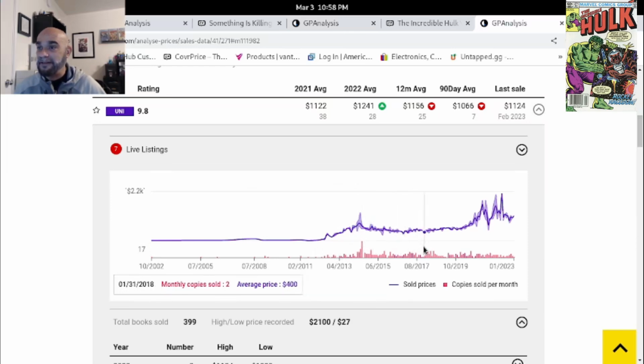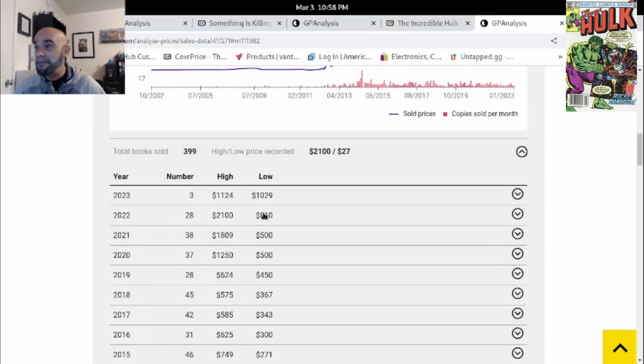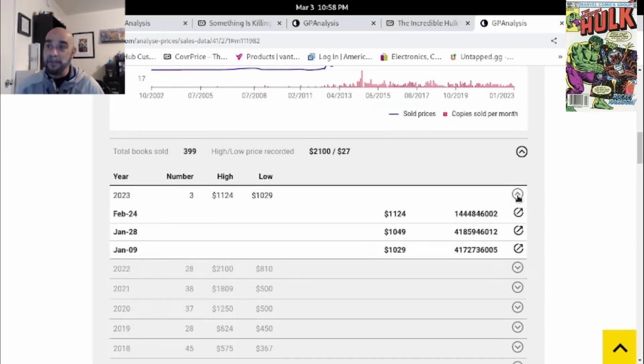And then, as you can see, during the history of the MCU, 470, 501, peaked here again at 1600. It dipped back down to 711, peaked up again here at 1500, dipped down, peaked up again at 2100, dipped down, and now it's at its leveling off point. This year alone, three copies of this book have sold: 1029, 1049, and 1100 bucks.